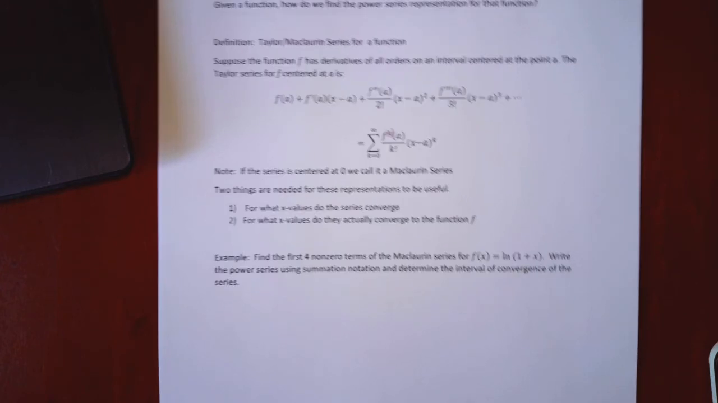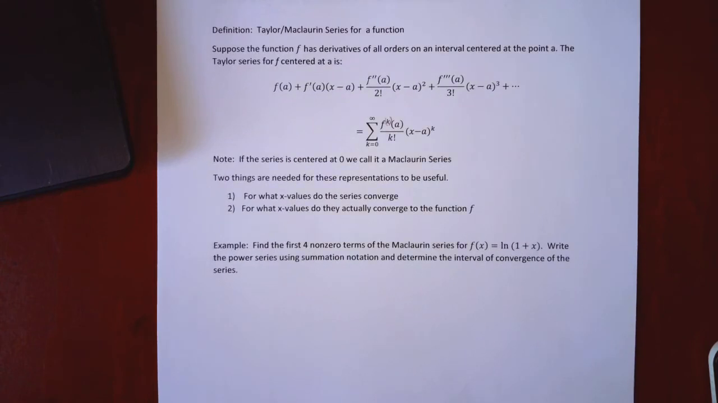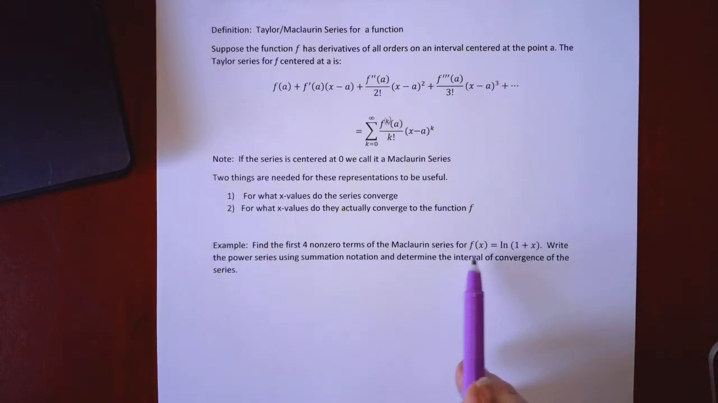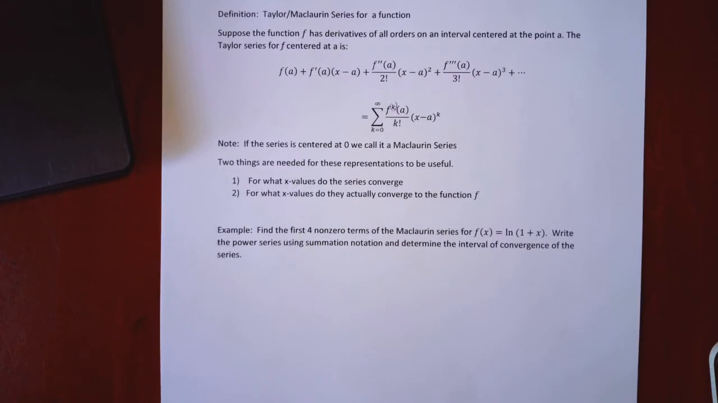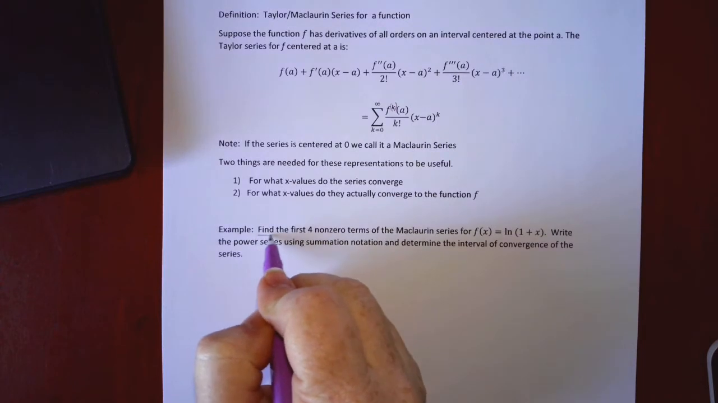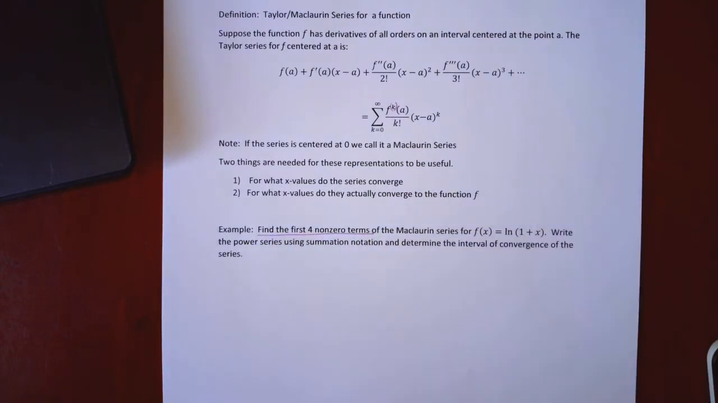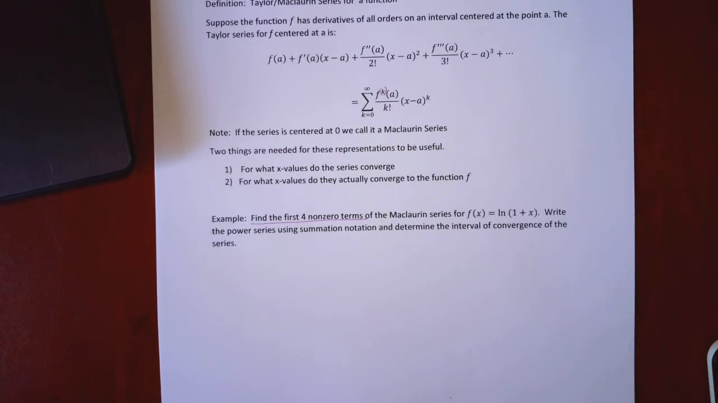All right, so let's just kind of review. If I gave you the function f of x equals the natural log of 1 plus x, and I asked you to find the power series using summation notation and determine the interval of convergence of the series. Usually what I'm going to try to do is find the first few terms of the Maclaurin series, just like we did in section 11.1. This time they specifically asked us to find 4 terms.